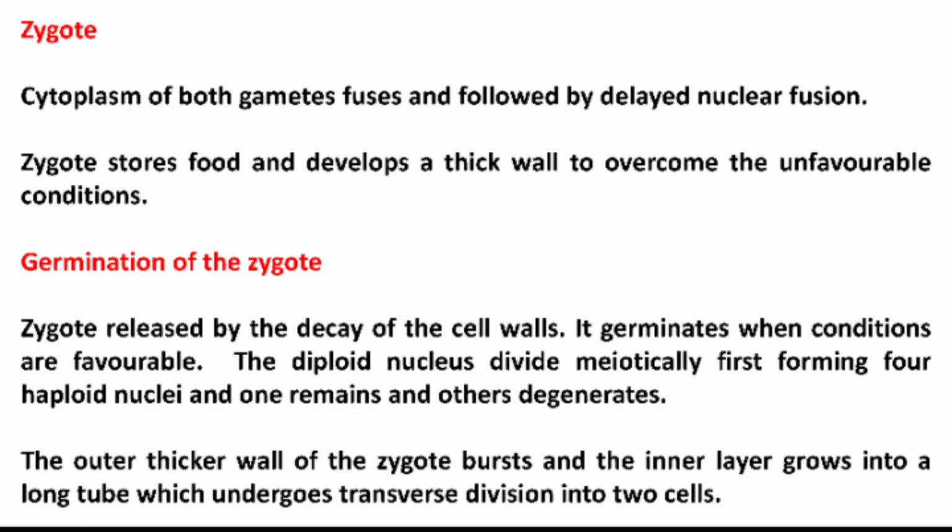Zygote. The cytoplasm of both gametes fuses, followed by delayed nuclear fusion. The zygote stores food and develops a thick wall to overcome unfavorable conditions.